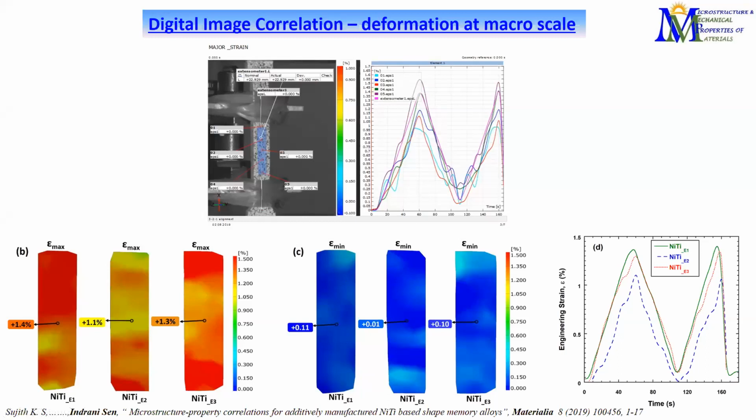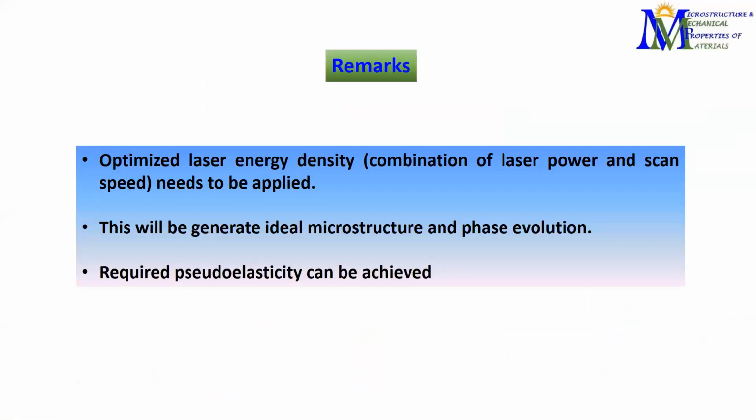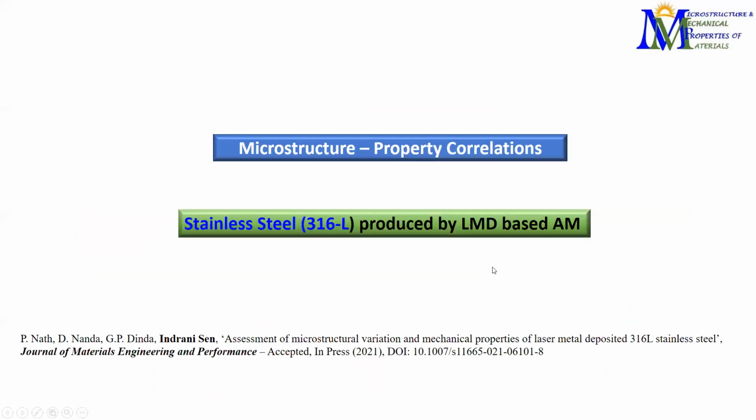Overall, what we have figured out from all these studies is that although we started with the same powder, we just varied the process parameters, and we have seen that we need only a particular amount of energy density, an optimized value of energy density, to achieve pseudoelasticity. If we are not doing that, we will end up with a material which might be hard, but which is not pseudoelastic. So the required pseudoelasticity can only be achieved if we use those particular optimized parameters.